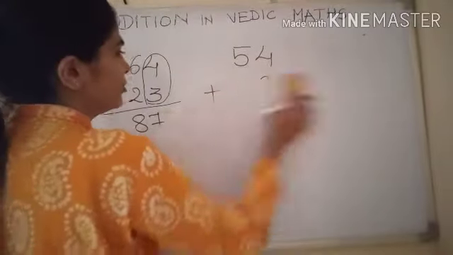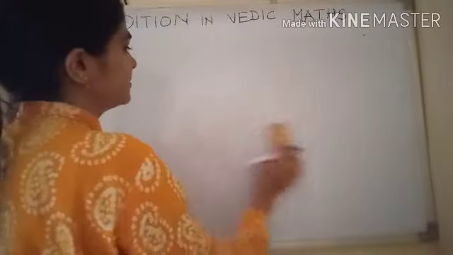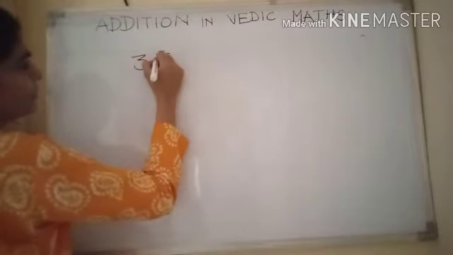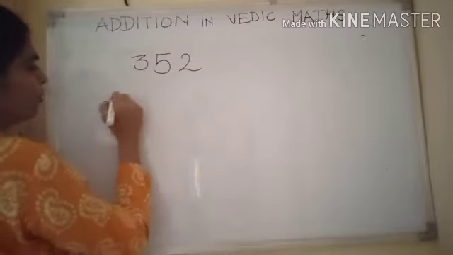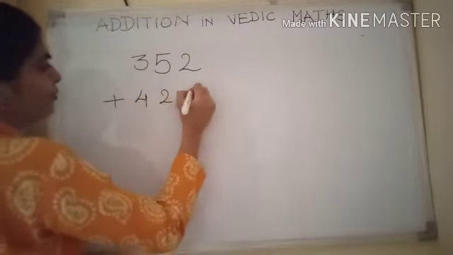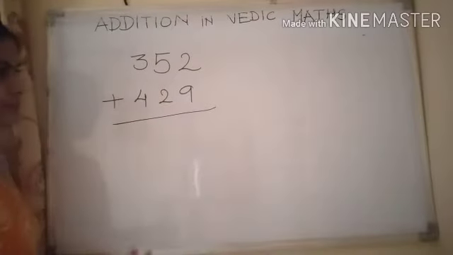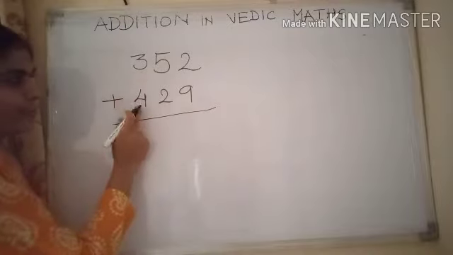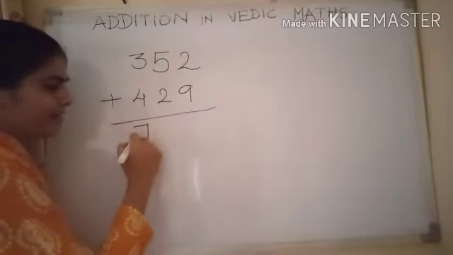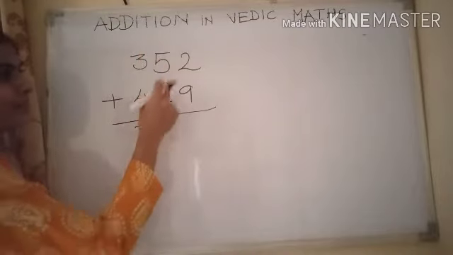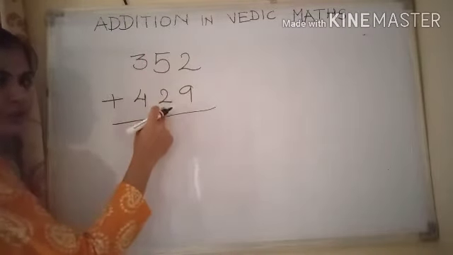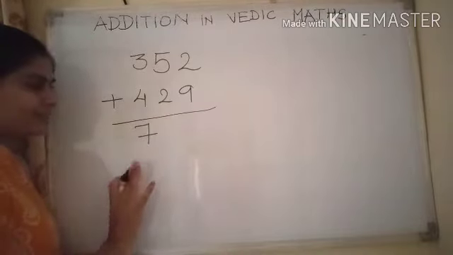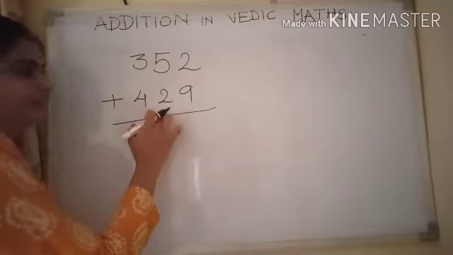Now let's move to 3-digit addition. Let's consider the numbers 352 plus 429. We need to start from the left hand side. So 3 plus 4, which is equal to 7, right? But look at the next pair. The next pair is 5 and 2. It is a non-carry combination. So we can keep 7 as it is, no change. 5 plus 2 is 7.